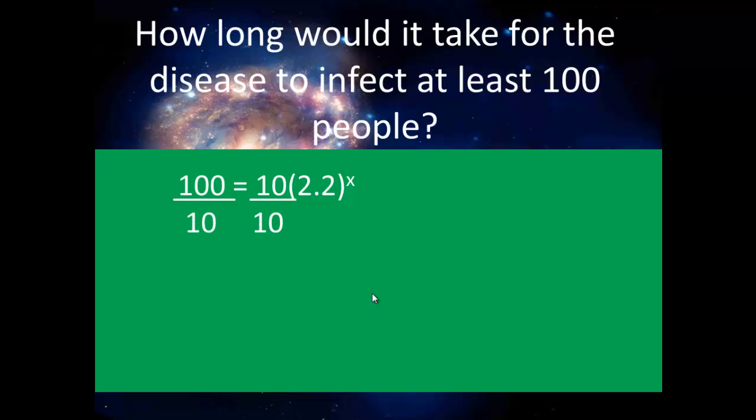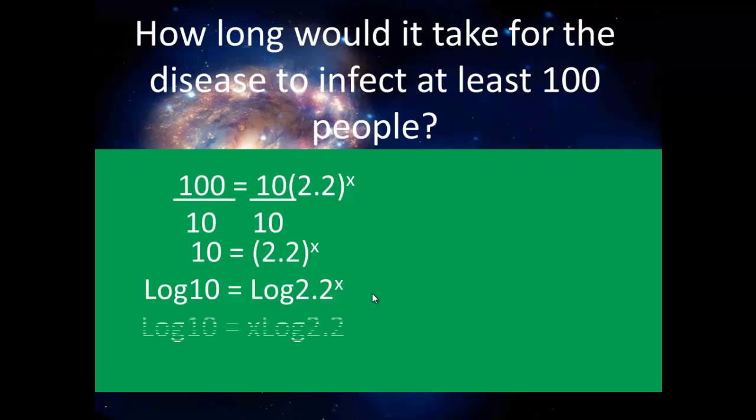So if you divide both sides by 10, you get 10 equals 2.2 to the power of x. And since we don't really know the power right here, we're going to use log to help us find the power. So log of 10 is equal to log of 2.2 to the power of x. That last part, log of 2.2 to the power of x, is also equal to x times log of 2.2, because the inverse of an exponent would be to multiply the whole thing by that exponent.